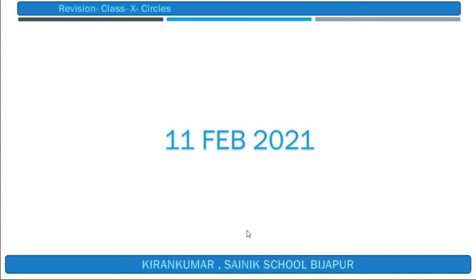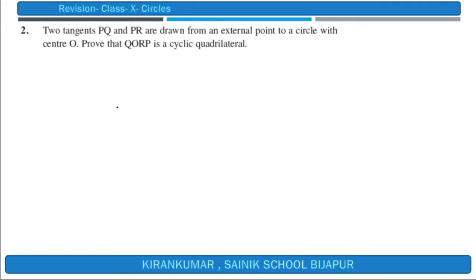Hello students, let us continue the session on revision in the chapter circles. The second question is: two tangents PQ and PR are drawn from an external point P to the circle with center O. Prove that QORP is a cyclic quadrilateral.